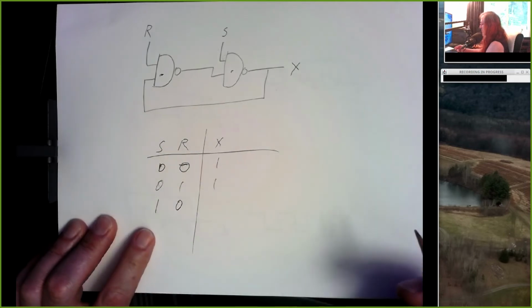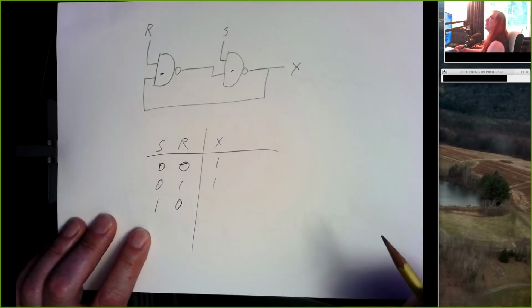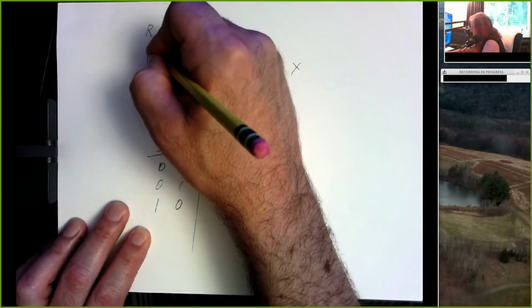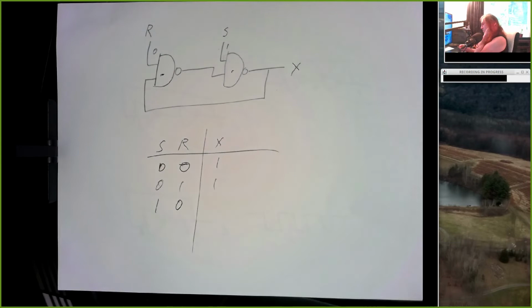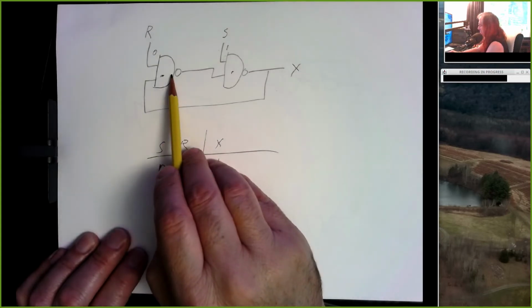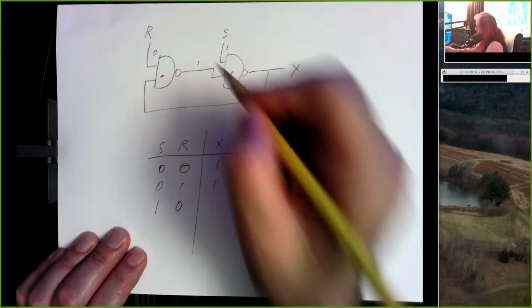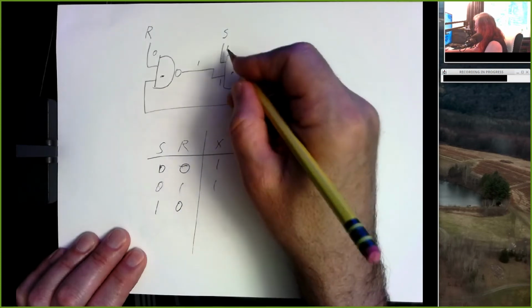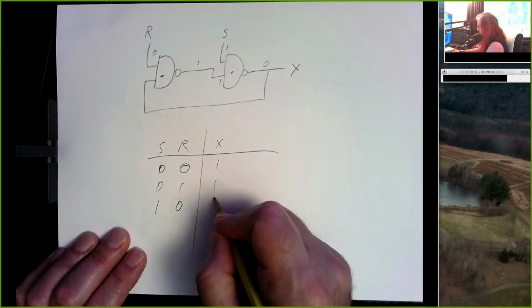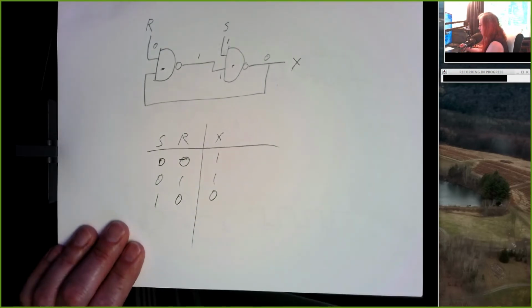All right, suppose my input is a 1 and a 0. So S is a 1 and R is a 0. That's going to be a 0. Why? Because a 0 ANDed with anything is going to be a 0, so the output of my NAND will be a 1. So this NAND will have a pair of 1s. The AND is a 1, the NAND is a 0, so that's going to make the output a 0.